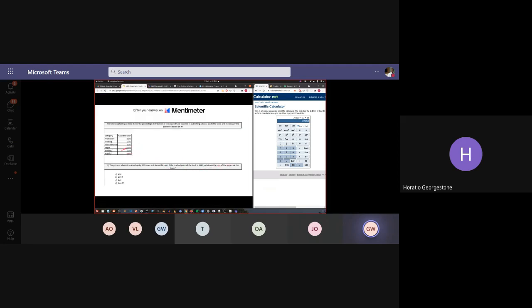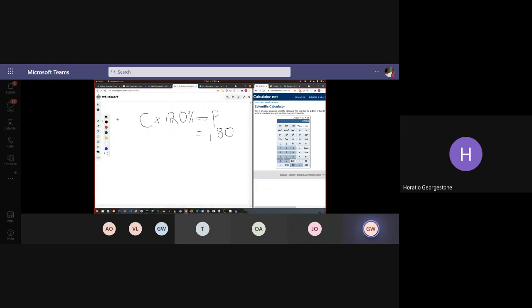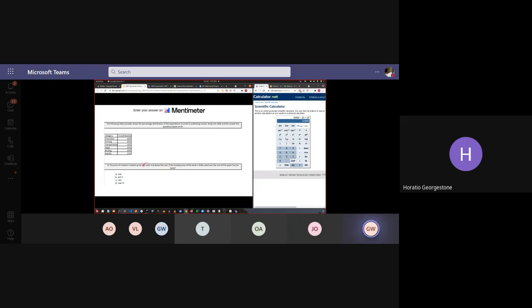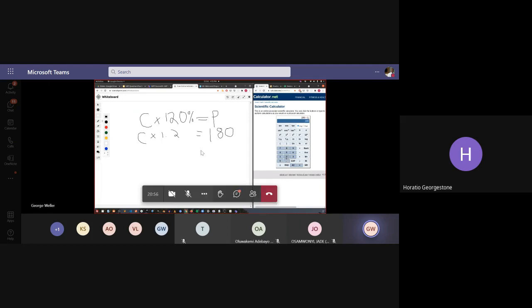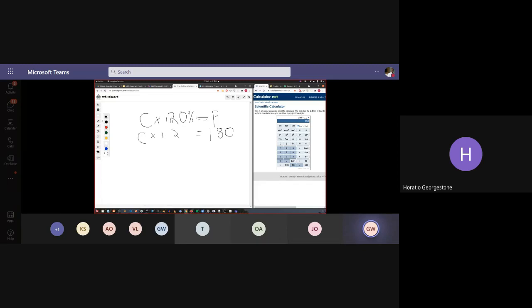So first we need to work out the total cost of the book, and then we can find the cost of the paper. So if we want to find the cost of the book, we know that C times 120%, or in other words, C times 1.2, because it was 20% over the original, is 180. So to find C, we just do 180 divided by 1.2, and that tells us that the cost of producing the book was £150.